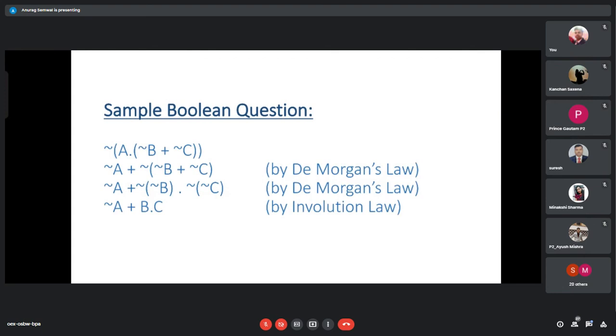De Morgan's law states that break the line and change the sign. So the dash was broken into two. It came over a and the next expression, and the dot was converted into plus. Then again, by De Morgan's law, we get dash a plus dash dash b dot dash dash c. Then the final expression which we get after applying the involution law is dash a plus b dot c. The involution law states that two dashes make the variable itself. Here dash dash b became b and dash dash c became c.